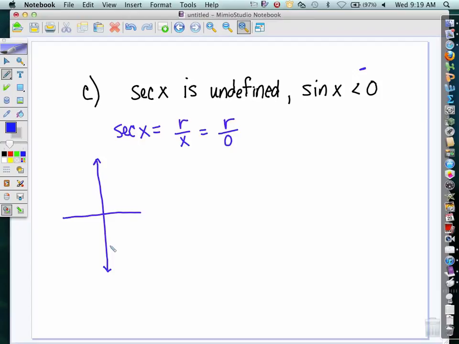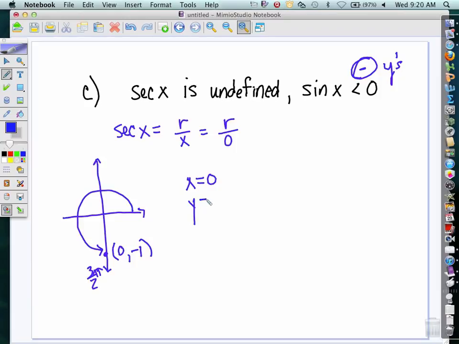So if we're using the unit circle, we're either at pi over 2 or 3/2 pi, one of those two. And since sine is negative, that's where your y's are negative. So it has to be the ordered pair at (0, -1). So we have this angle going all the way around to 3/2 pi. That is where secant is undefined and sine's negative. So my x is equal to 0, my y is equal to -1, and my r would also be equal to 1, because it would be the radius of that circle.